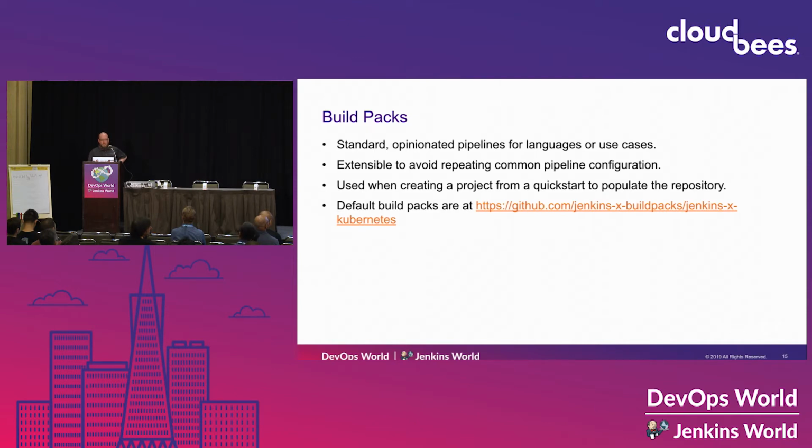The build packs, like I said, are used when you're creating a project from the quick start. They're used in static Jenkins masters as well. The Jenkins file is generated from the build pack. They inherit from each other. We've got default build packs, which are all available publicly. You can also, though I don't honestly remember exactly how you do this, define your own custom build packs and add that to your Jenkins X instance.